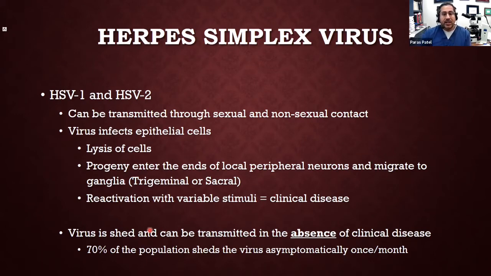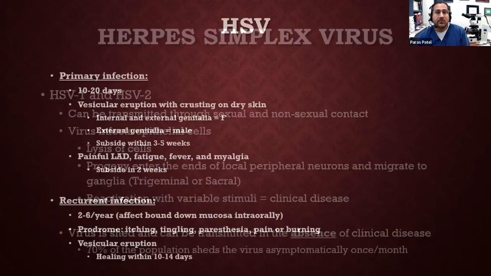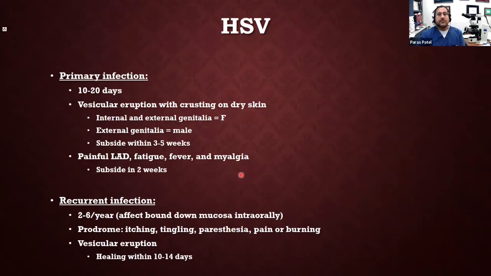Interestingly, the virus is shed and can be transmitted in the absence of clinical disease. And 70% of the population actually sheds this virus asymptomatically once a month. No cold sore, no signs of disease, no signs of infection. It is just shed out in your saliva. And that is another way that this could be transmitted to a person who has not been in contact with the virus before, right? So primary infection usually is a 10 to 20 day course.